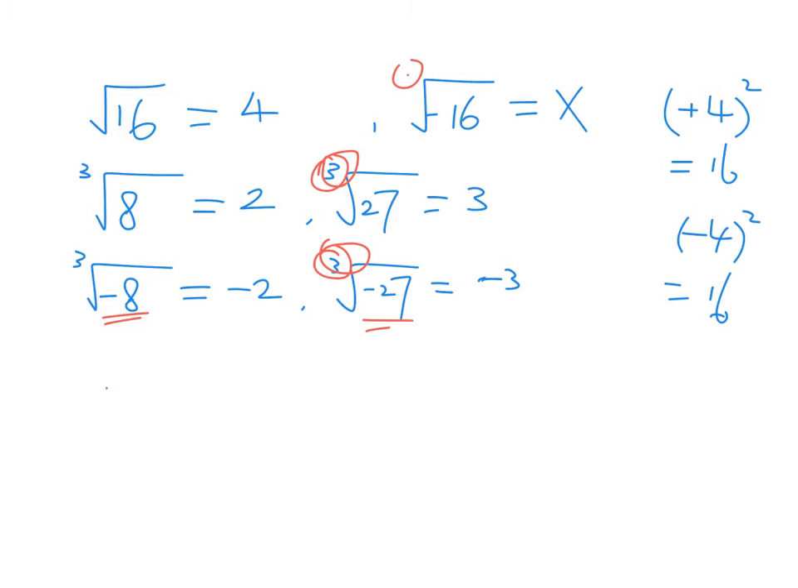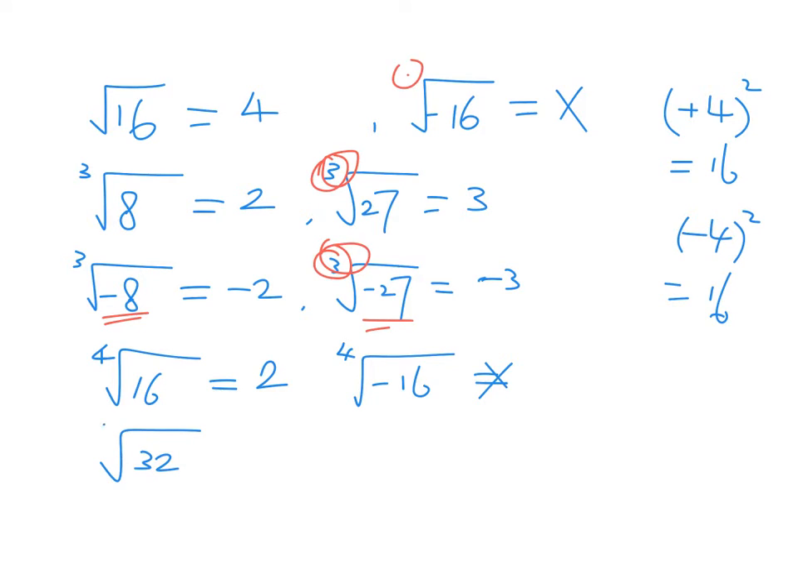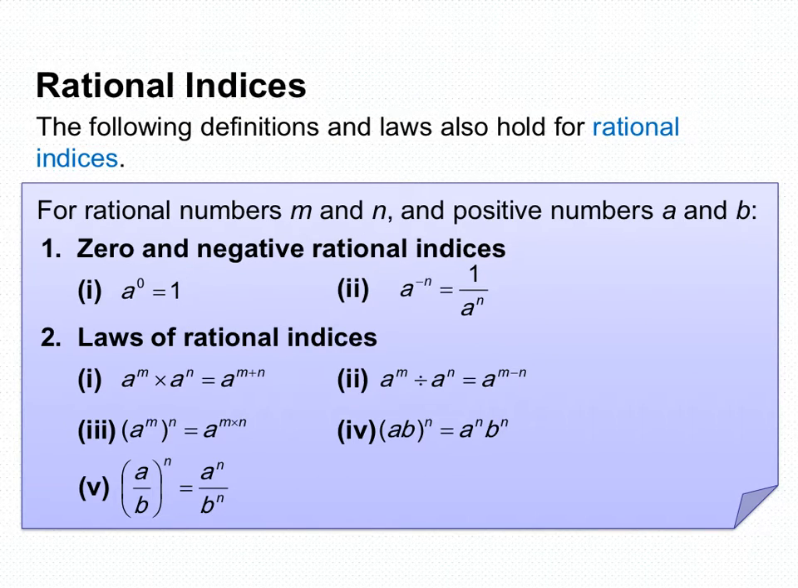More example, for 16, yes, fourth root is 2, but negative 16 fourth root, no answer. 32 fifth root, 2, negative 32, fifth root negative 2. Only this number is odd number, you can take a negative number to find the root. Here is some laws of index, but they are the same as we learned before. Nothing special.